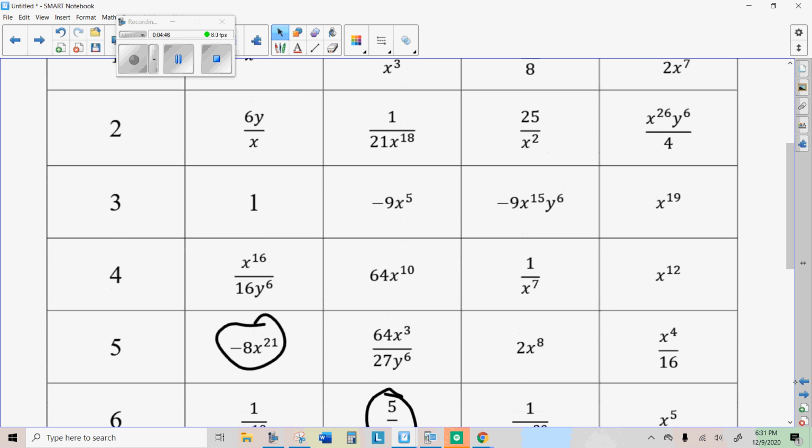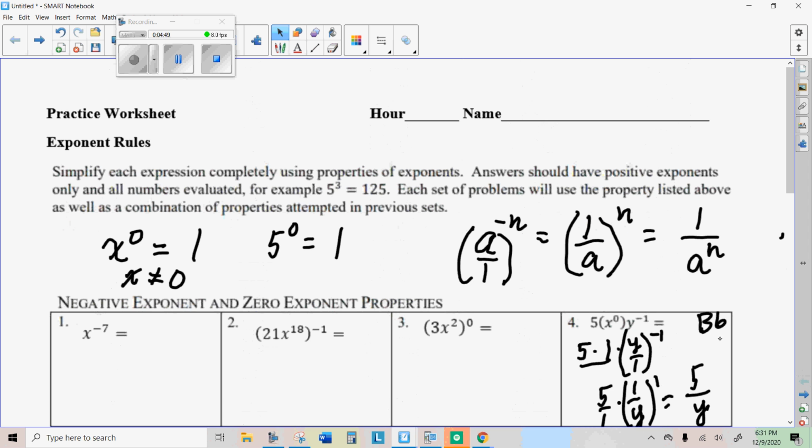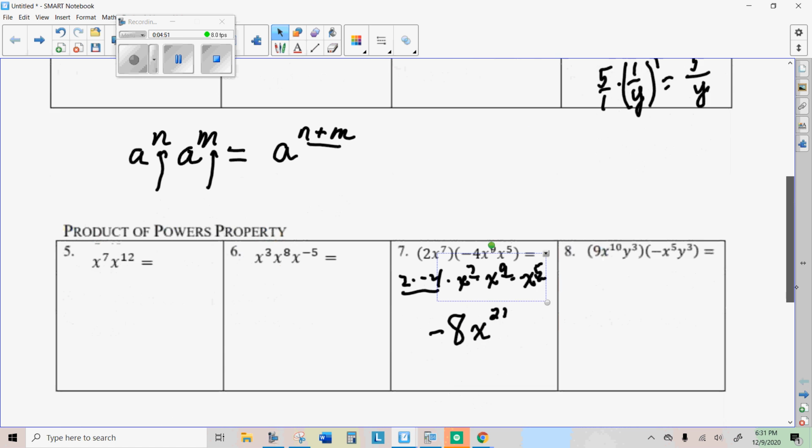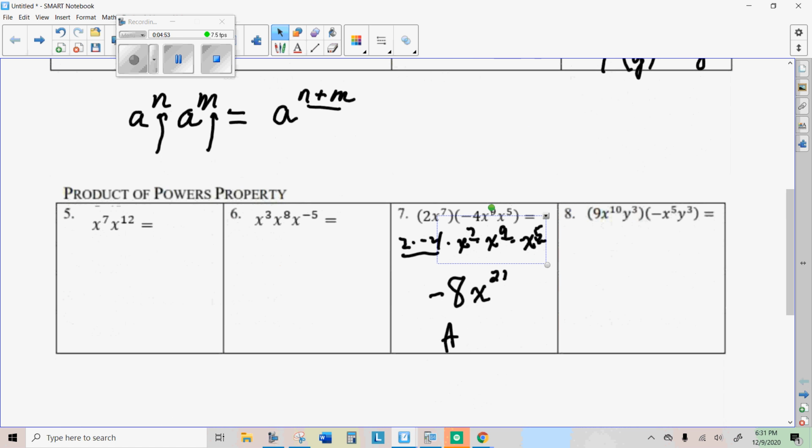Okay? On your Google form, negative 8x to the 21st is number, there it is. It looks like A5. Okay, so make sure you answer A5 for that one.